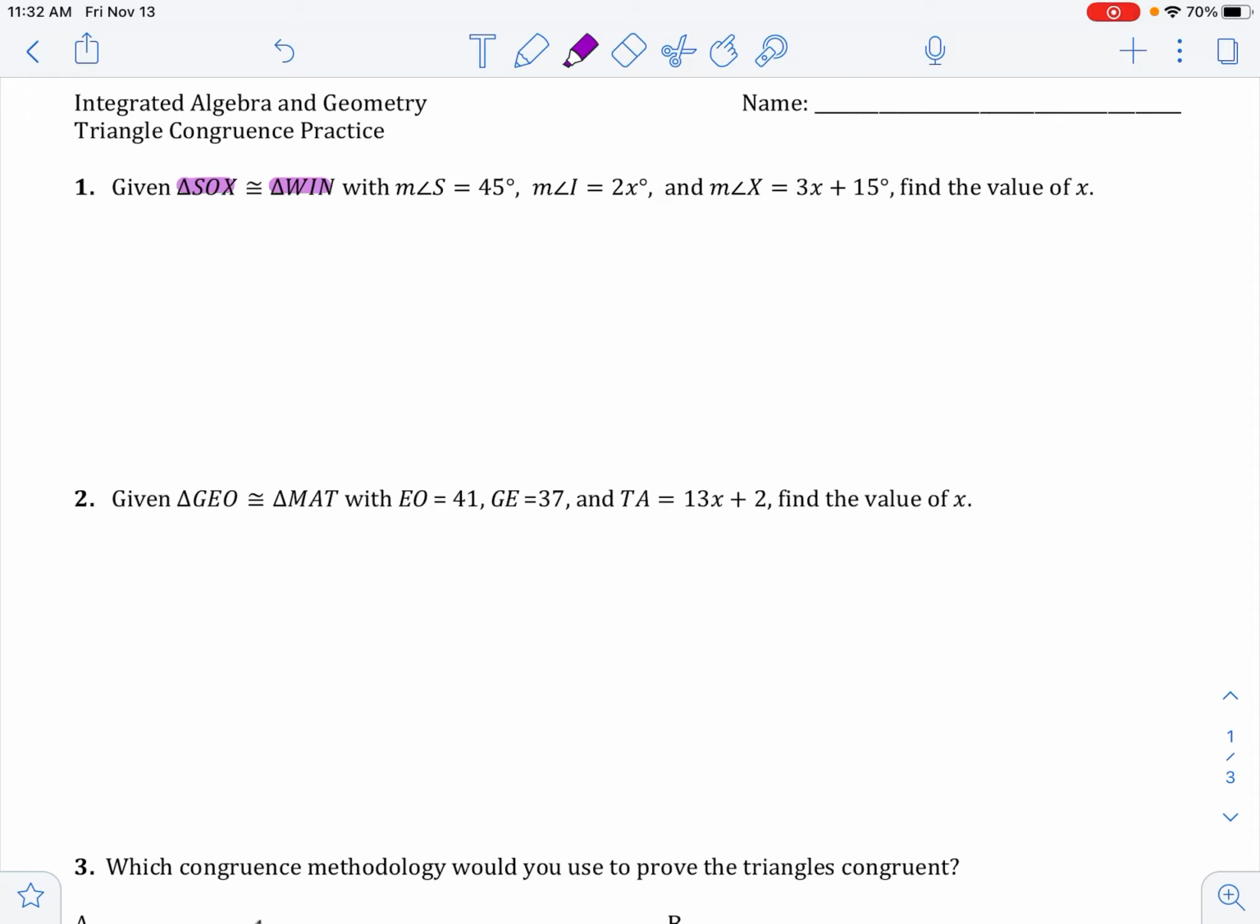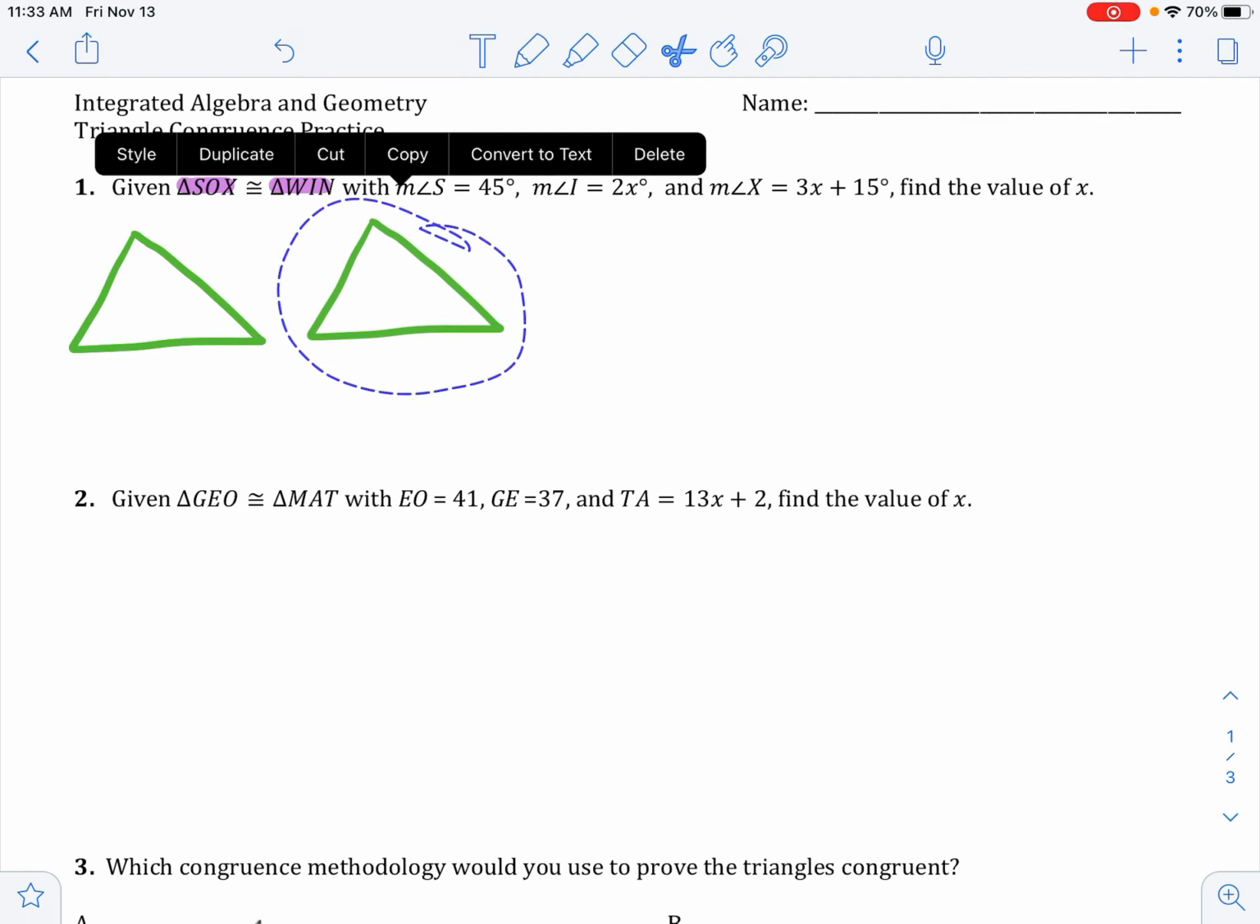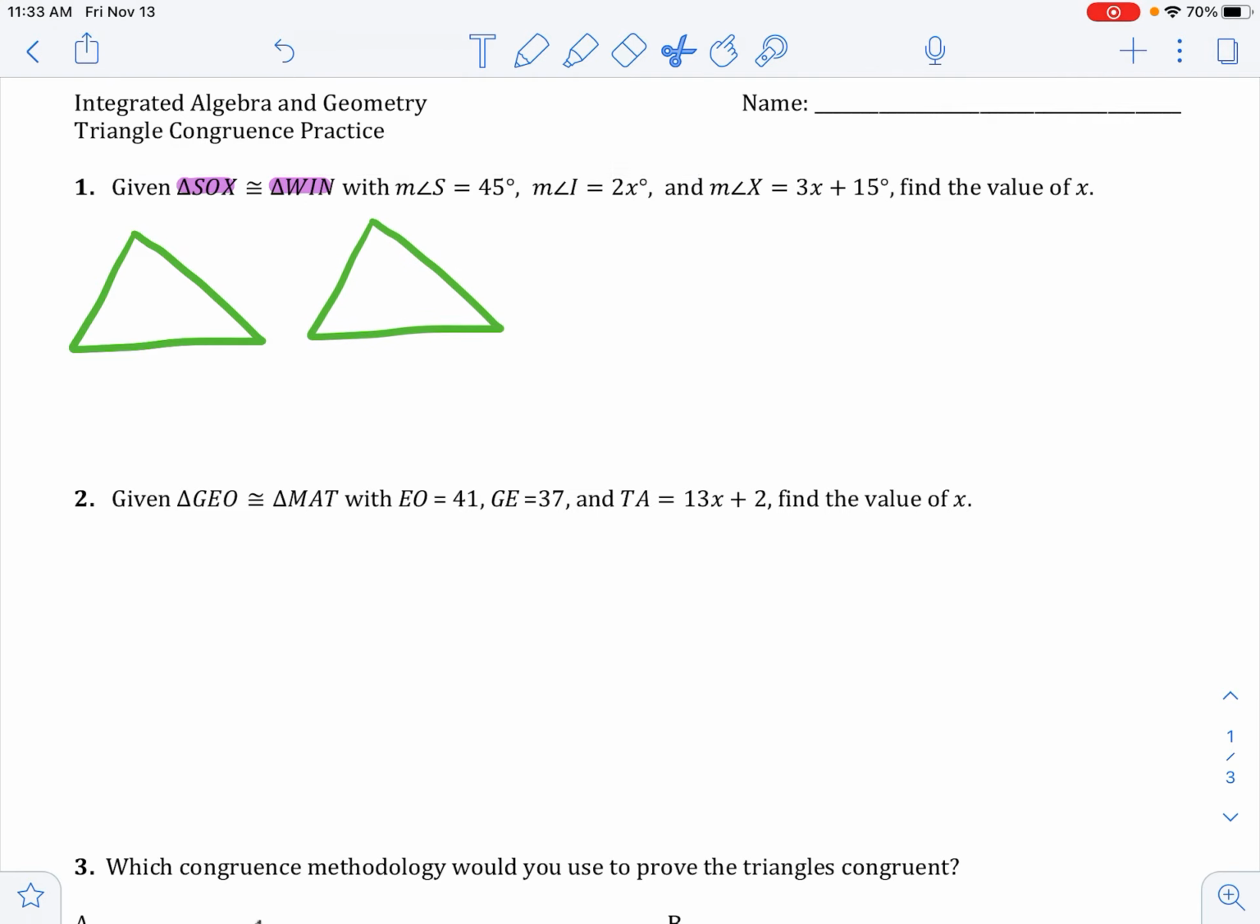Okay, so what we're going to have to do here first is draw pictures of triangle SOX and WIN. So I'm going to draw one triangle. I'm actually going to copy this and paste it. So now notice that they are the exact same because it says they're congruent. And then I'm going to put SOX. Now I have to make sure that I put WIN in the same spots as S, O, and X.